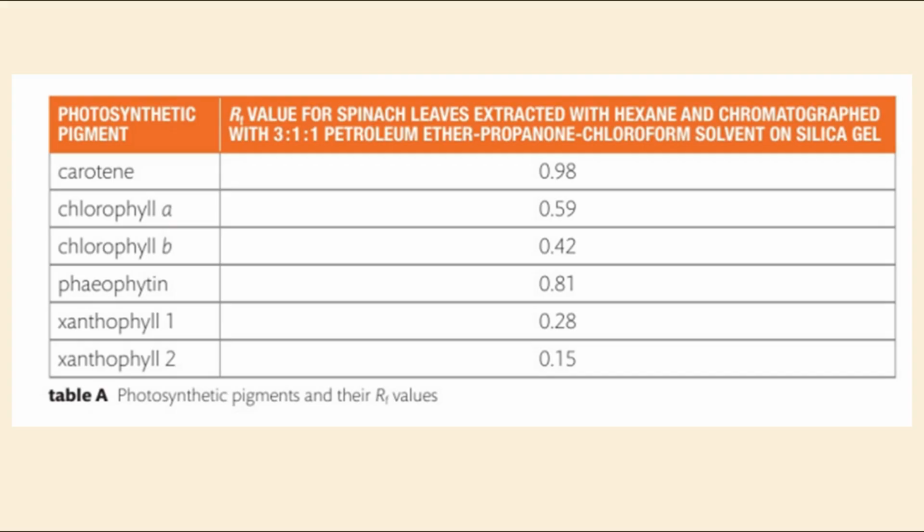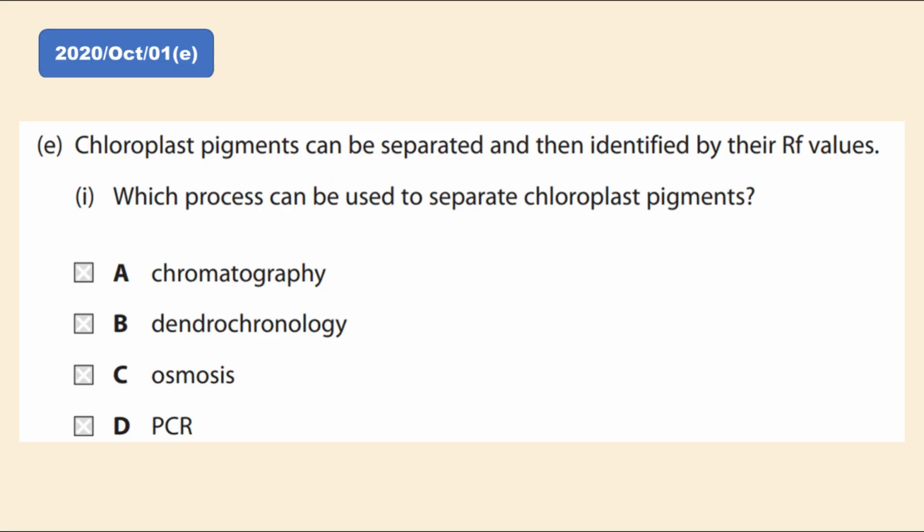the correct photosynthetic pigment. Question from October 2021. Let's get started. The question says chloroplast pigments can be separated and identified by their RF values. Which process can be used to separate chloroplast pigments? And the options are chromatography, dendrochronology, osmosis, and finally it's PCR.